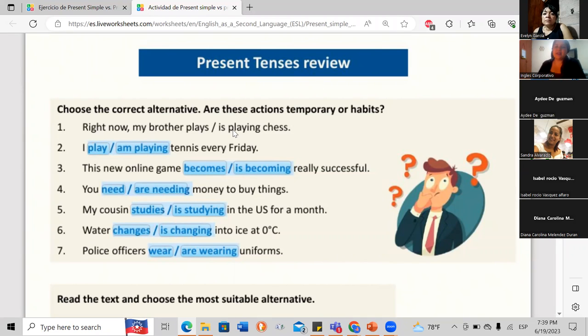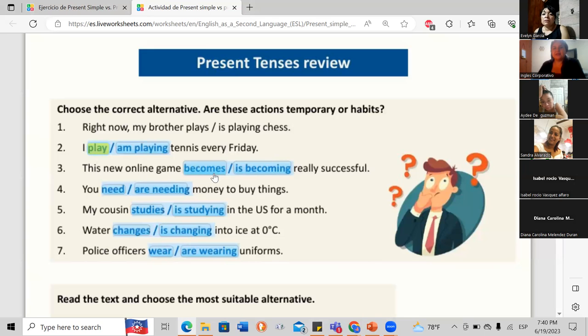Right now my brother plays or is playing chess. Which one is the correct one? Play or playing? Playing. Because it's saying right now, right? When it says right now, it means that it's happening at the moment. Okay, number two. I play or I'm playing tennis every Friday. I play tennis every Friday.